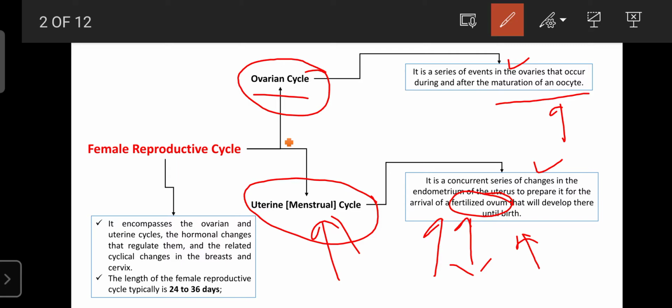Regarding the female reproductive cycle, it encompasses both the ovarian and uterine cycles; it is a combination of the two. Hormonal changes regulate both the ovarian cycle and the uterine cycle, and related cyclic changes also occur in the breast and the cervix. That series of changes is known as the female reproductive cycle. Typically, the length of the female reproductive cycle is 24 to 36 days.